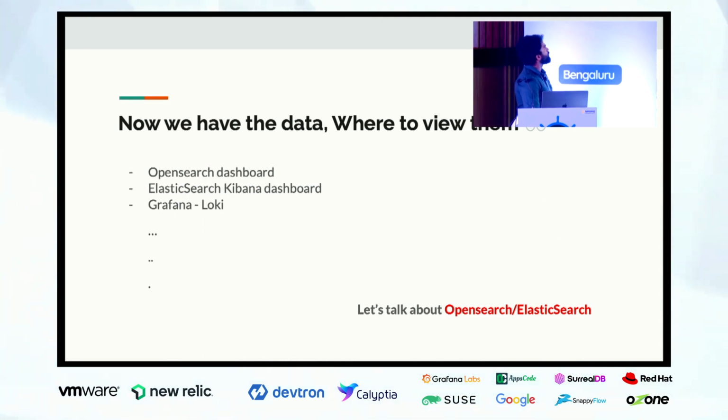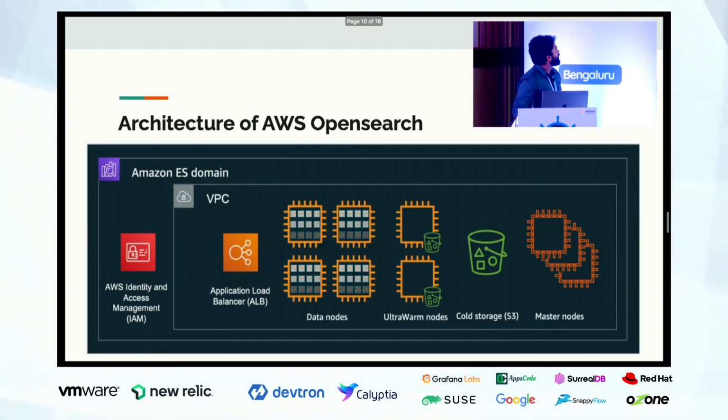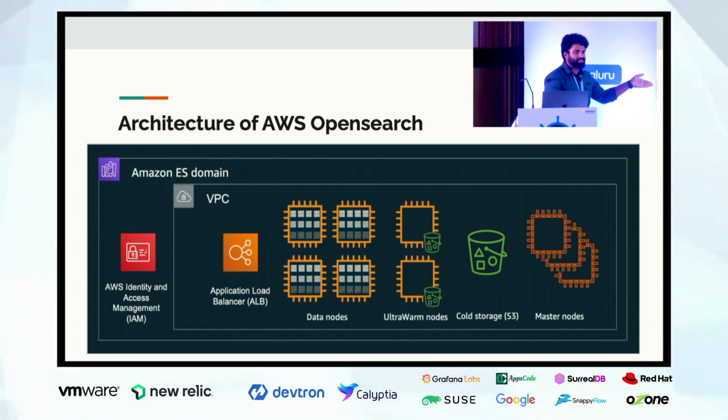Now that we have the data, where can we view it? That is where OpenSearch or Elasticsearch and Kibana dashboards, or Grafana with Loki, come in, and there are a lot of other options too. I'll be explaining AWS OpenSearch. We have open source OpenSearch as well, but I'll mostly explain AWS OpenSearch because in most startups and other places we use AWS managed services.